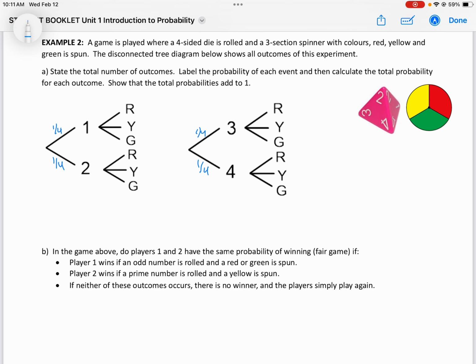State the total number of outcomes. We have 1, 2, 3, 4, 5, 6, 7, 8, 9, 10, 11, 12. So the total number is 12. We're going to label the probabilities of each event. The probability of each of these sides being rolled is 1/4. But then we have a spinner with only 3 equal sections, and it's 1/3. So this second part is 1/3 for each of these.